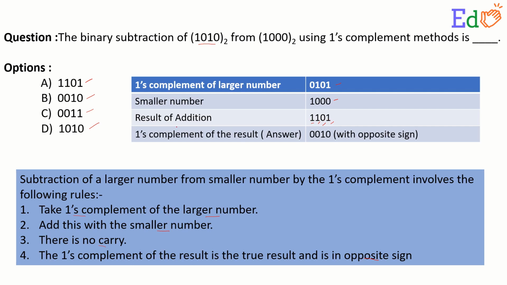Now we shall take the 1's complement of this result, which is 0010. And this, in the opposite sign, is the correct answer to the entire problem. And the correct answer to the question is option B.